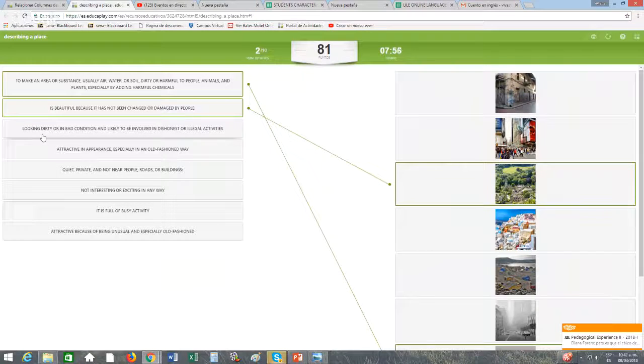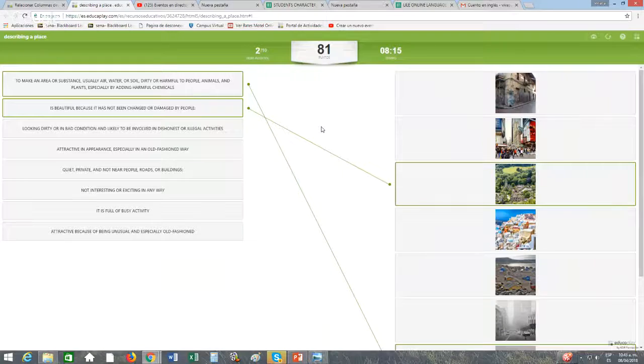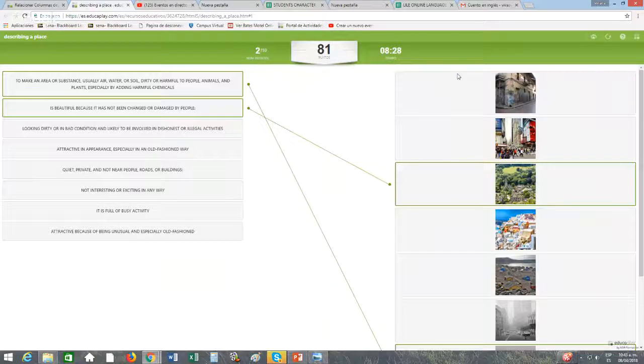Looking dirty or in bad condition, unlikely to be involved in dishonest or illegal activities. Illegal activities, like, remember, like drugs, prostitution, those things we talked about? Yes. I think it's the first, teacher, I can see.